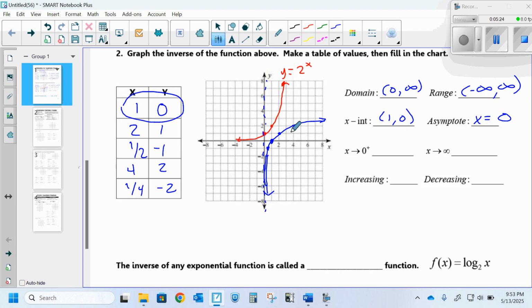It only approaches 0. This little plus here means from the right. So as you approach 0 from the right side of 0, where's your y value going? Well, your y is going down to negative infinity. As you approach 0 from the right, it's going down. As x goes to the right, your y value is going up. It's not going up very quickly on this graph, but it is going up to infinity eventually. This graph is increasing on your domain, not from negative infinity to infinity, but from 0 to infinity.